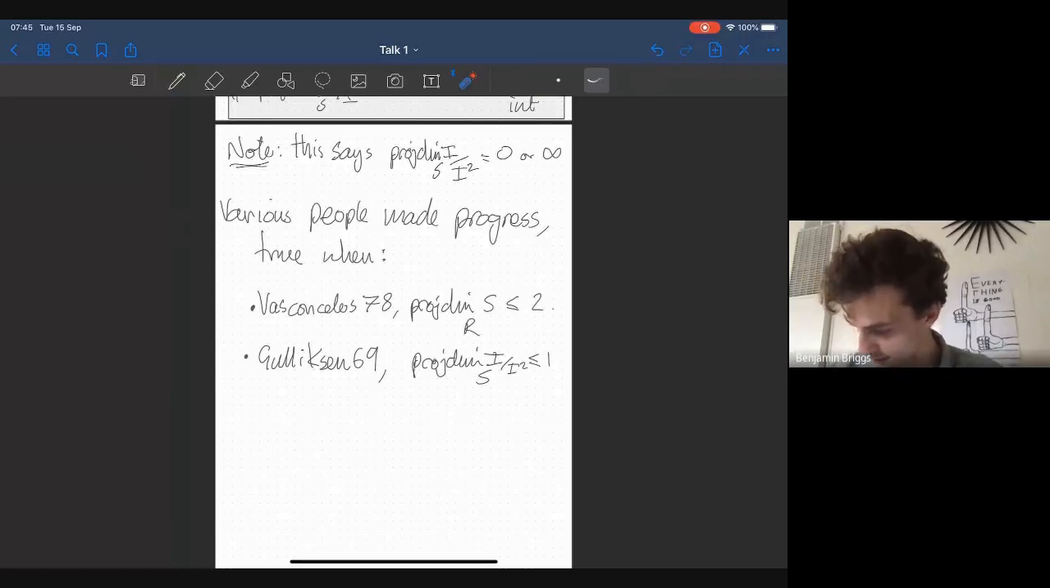I should also say this obviously is quite a long time before this, so really the history of this is that Gullickson proved a result which can be interpreted in this way. It implies this, and Vasconcelos pointed this out in a paper later.